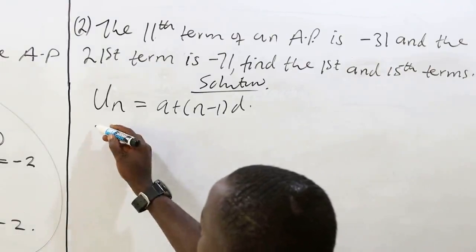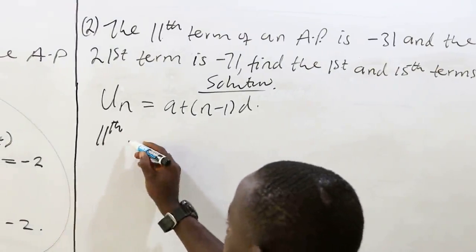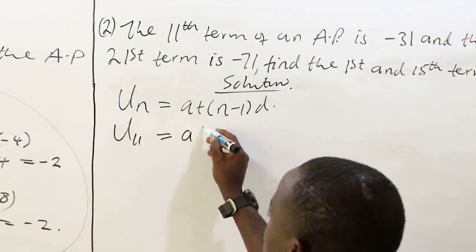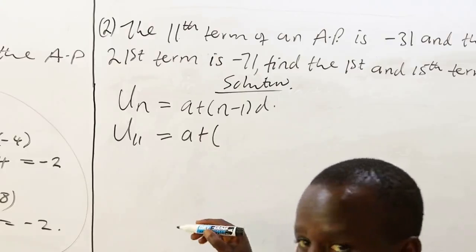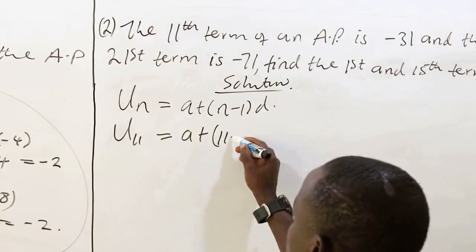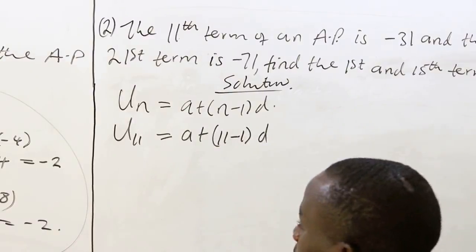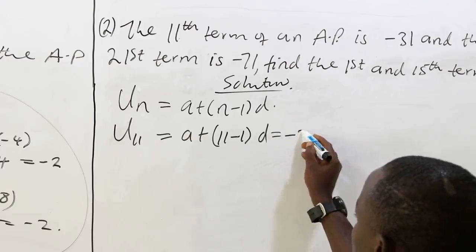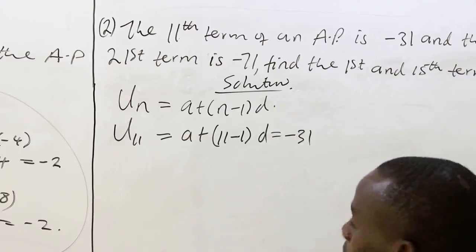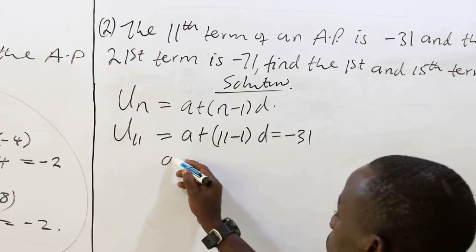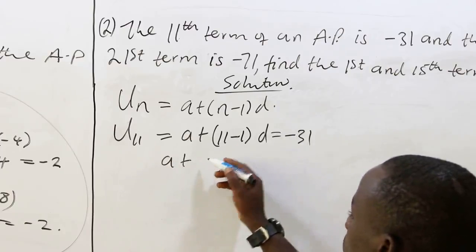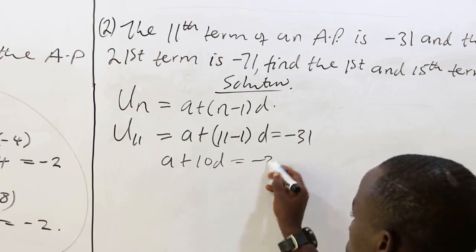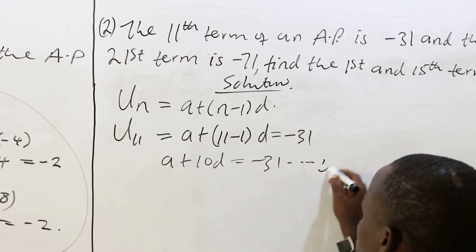So the 11th term, let me say U11, is something as a plus. Now that means our n is what? 11 in this case. So we have 11 minus 1, but we don't know d. But the question says the 11th term is minus 31. So I will say that equals minus 31. Looking at what we have here, a plus 11 minus 1 is 10, so I have 10 times d, 10d, equals minus 31. We call this equation 1.